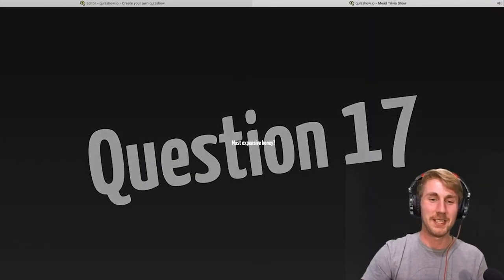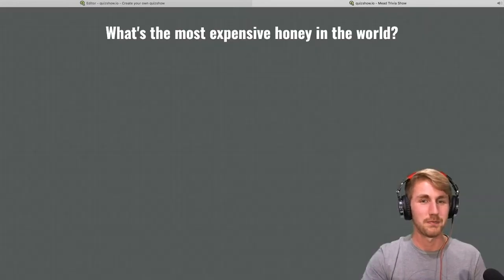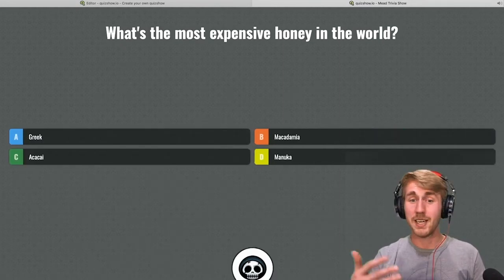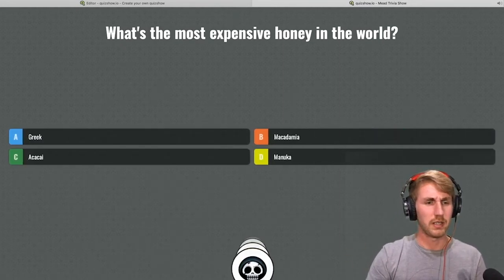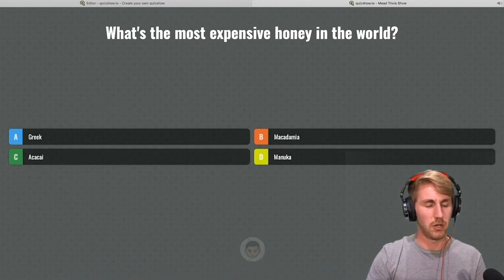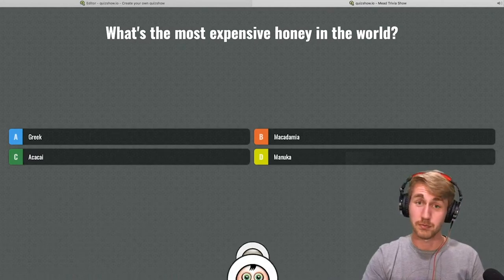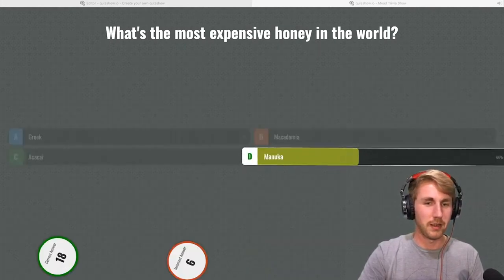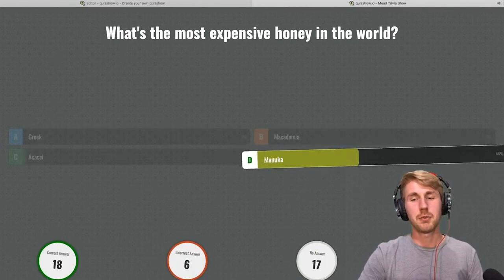Number 17. What's the most expensive honey? Worth 1,000 points. Again, what's the most expensive honey? Is it Greek honey? Is it macadamia honey? Is it acacia? Or Manuka? The answer is Manuka. Manuka honey is one of the most expensive.